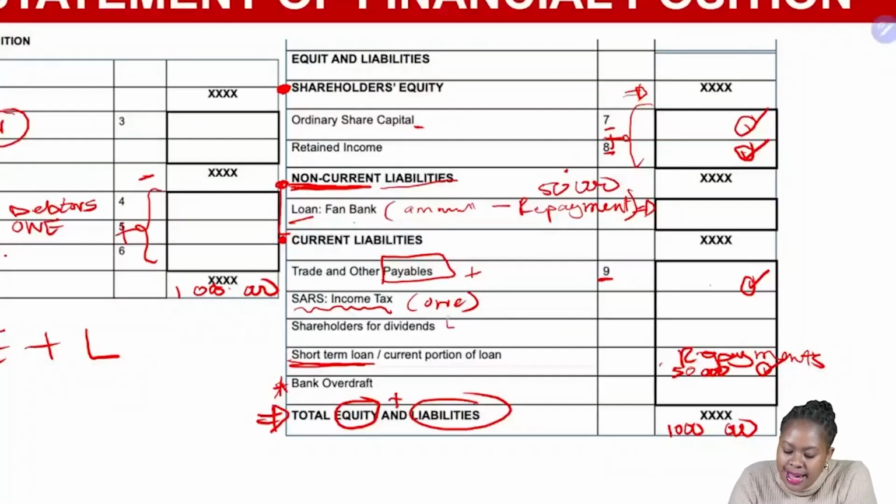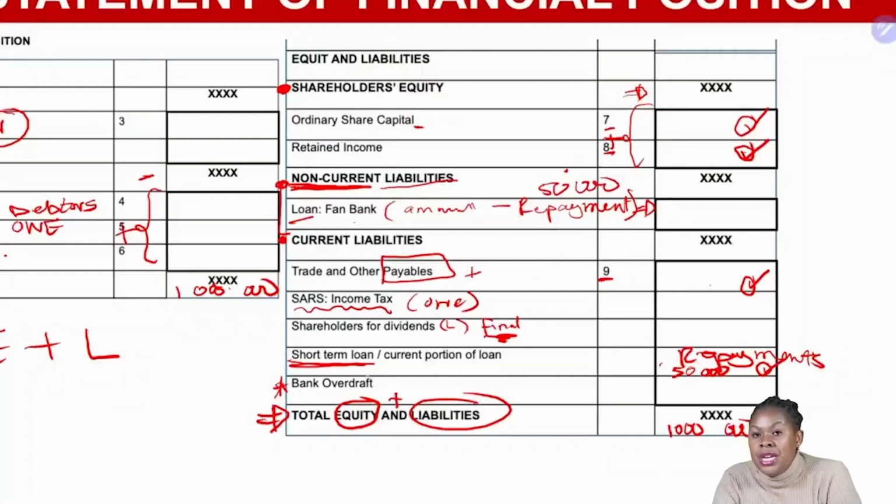Same with the shareholders for dividends. Shareholders for dividends is a liability. Now, this is our final dividend. Okay, so we declare the final dividend. However, we do not pay it. We pay it in the next financial year. So it will be a liability that we still have to settle in the next 12 months, as it's under the current liabilities section. Okay, so then you can also add it to your trade and other payables, or you can show it separately. It's still acceptable.